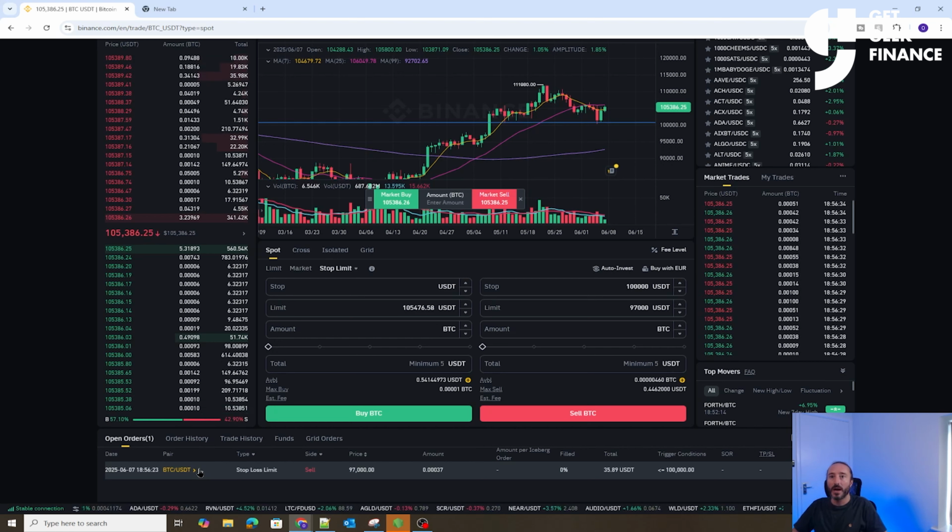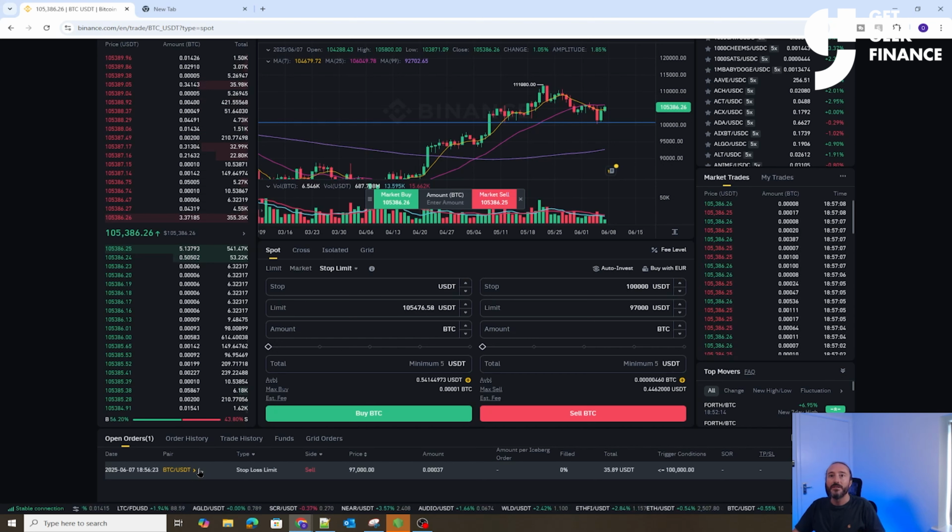And here's what will happen. If the price hits 100k, Binance will create a limit sell order at 97k. If the market stays above 97k, your order will likely get filled. But here's the catch. If the price crashes really fast and drops below 97k before your limit order fills, it won't sell until the price comes back up to 97k again. This is the risk with a stop limit order. They give you control, but they're not guaranteed to execute in fast moving markets.